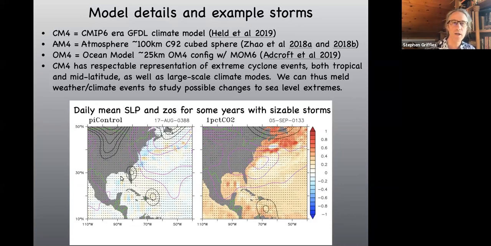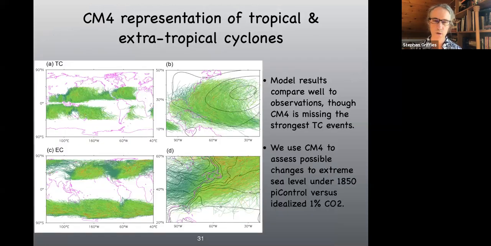The jargon here is that CM4 is our CMIP6 era GFDL model, published by Held et al. 2019. We have a new atmosphere, a new ocean, and again, a respectable resolution. You clearly want to have much finer resolution if you could, say even getting down to a 25-kilometer atmosphere to get category 4 and 5 hurricanes. But at 100 kilometers, you start to get category 2 hurricanes, and you get a good representation of extratropical cyclones.